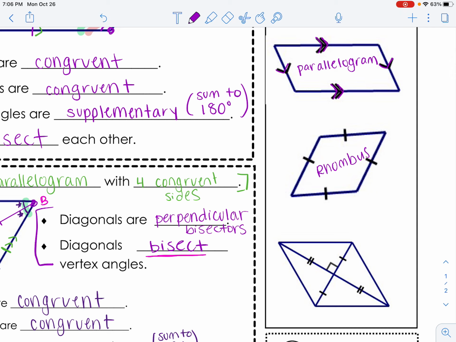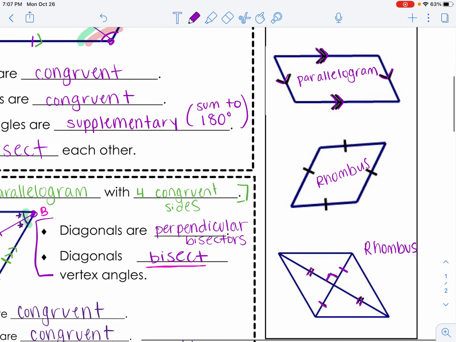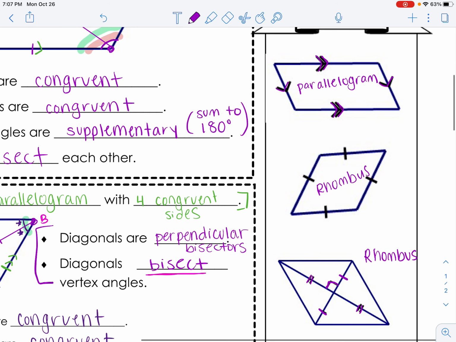All right, and the last one. What would the last one be? So in this one, I have two diagonals that bisect each other, and they meet at a right angle. That means that those diagonals are perpendicular bisectors, which is a property of the rhombus. So there are three examples of some of these special quadrilaterals.